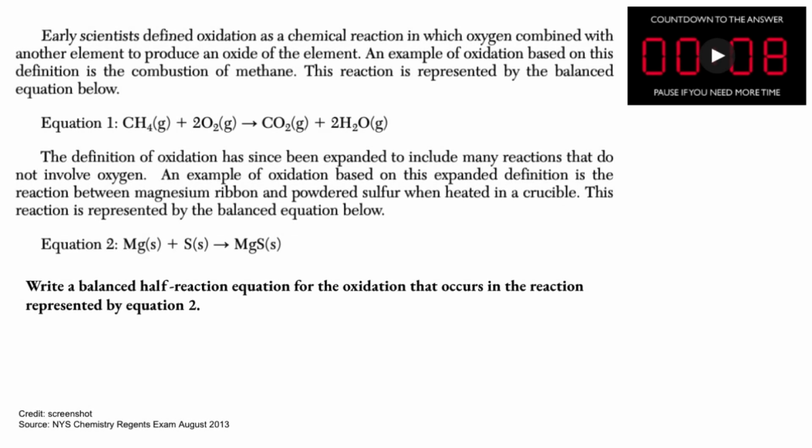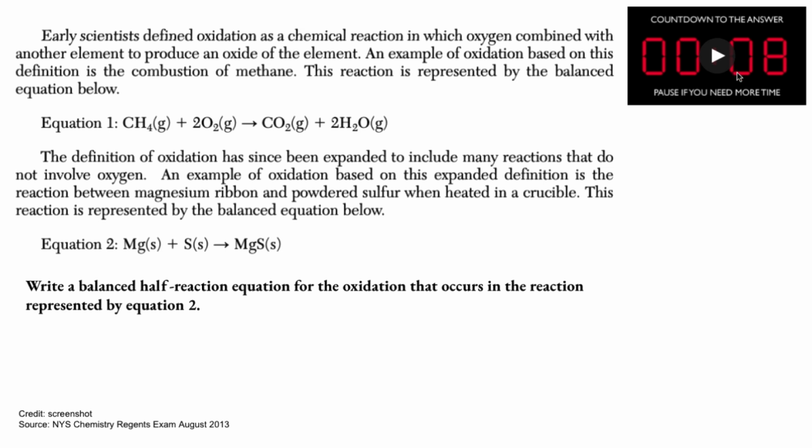Let's try a practice problem. As always, there's a lot of information in this word problem. It may not all be super necessary. Early scientists defined oxidation as a chemical reaction in which oxygen combined with another element to produce an oxide of the element. An example of oxidation based on this definition is the combustion of methane. The definition of oxidation has since been expanded to include many reactions that do not involve oxygen.